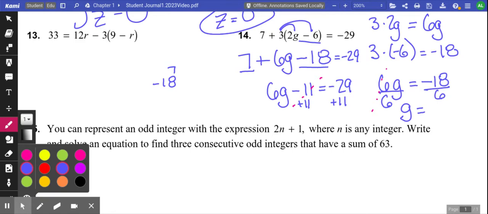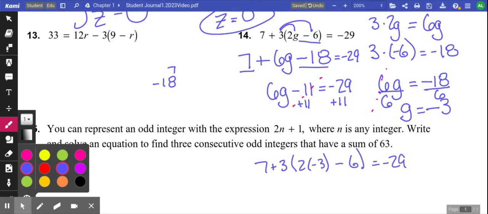Negative 18 divided by 6, I've got a negative and a positive, so my answer is going to be negative, and it's negative 3. All right, let's see if that makes sense back in our original equation. 2 times negative 3 minus 6 equals negative 29. Let's see if that's true. 2 times negative 3 is negative 6. Negative 6 minus 6 is negative 12.